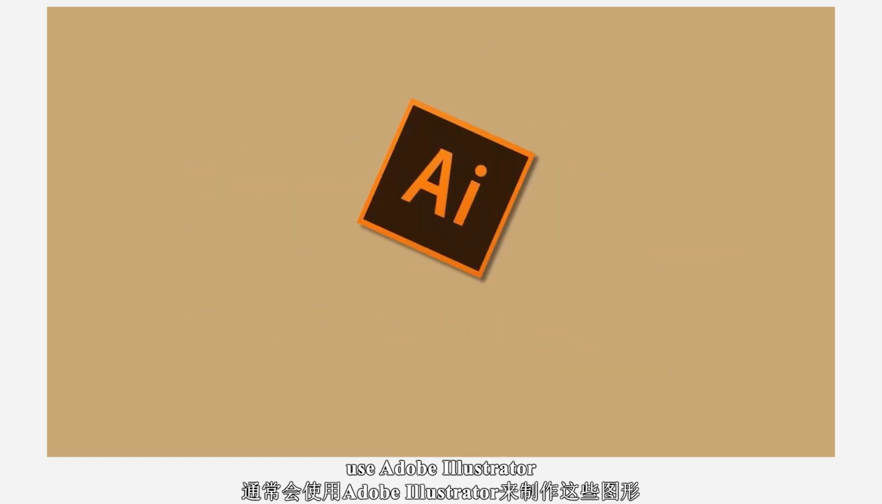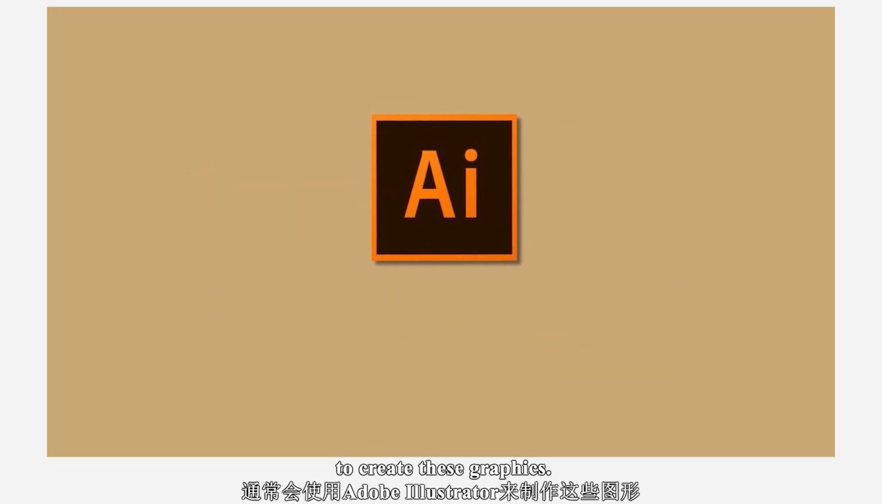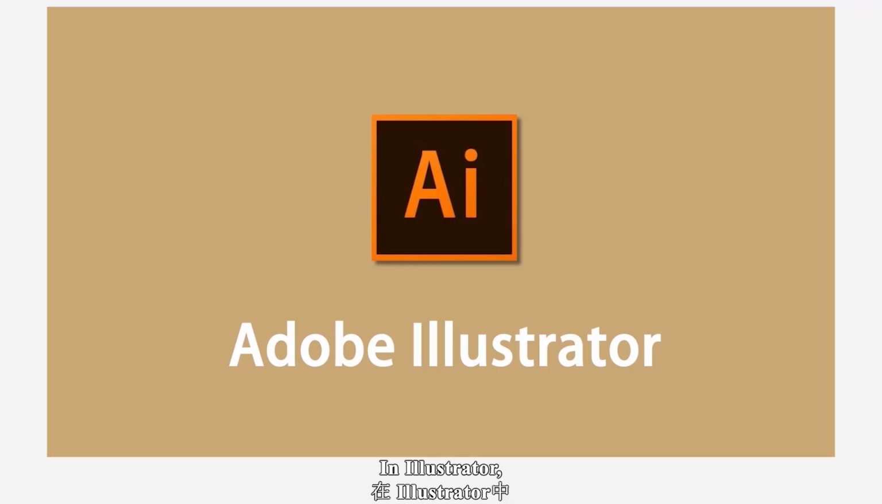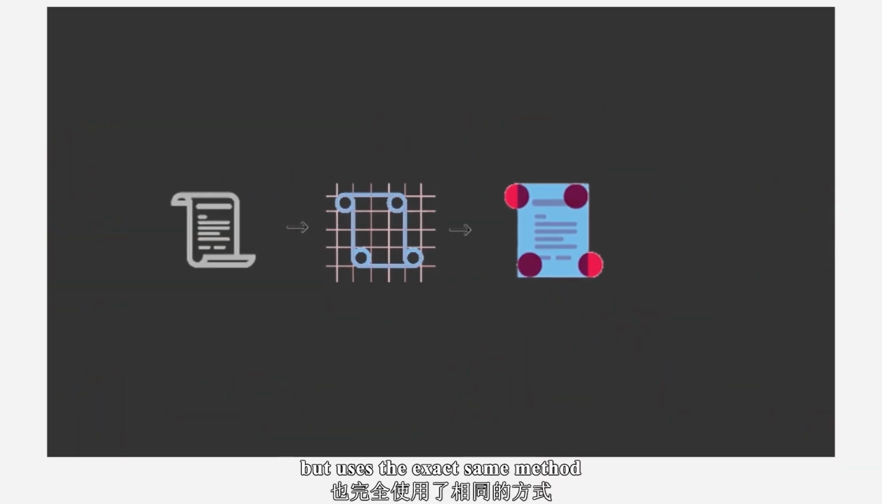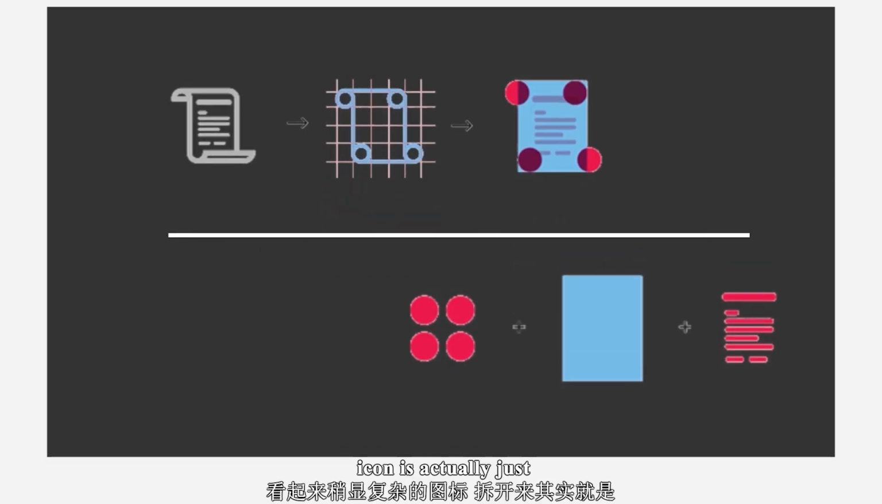We typically use Adobe Illustrator to create these graphics. In Illustrator, converting between shapes and lines is very convenient. This next example has more details, but uses the exact same method. What looks like a complex icon is actually just 4 circles plus rectangles of varying sizes.